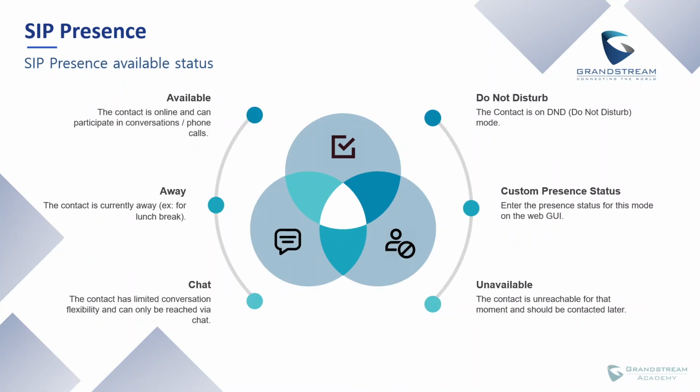Do not disturb: the contact is on DND. Custom presence status: in this case, the user must enter the presence status for this mode on the web GUI or on Wave. Unavailable: the contact is unreachable at that specific moment and should be contacted later.